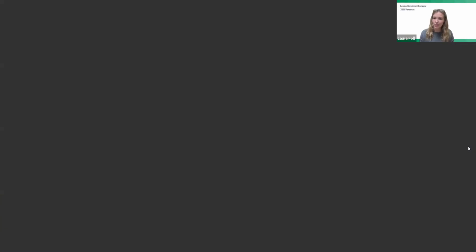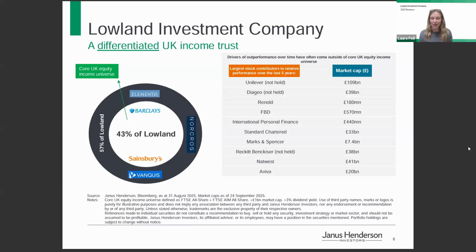So if we now flick on, let's talk about Lowland. So Lowland sits in the UK income sector, but it's a different kind of trust because it goes all the way down the market cap scale to smaller companies, those on AIM, those on the FTSE Small Cap Index, those on FTSE 250.